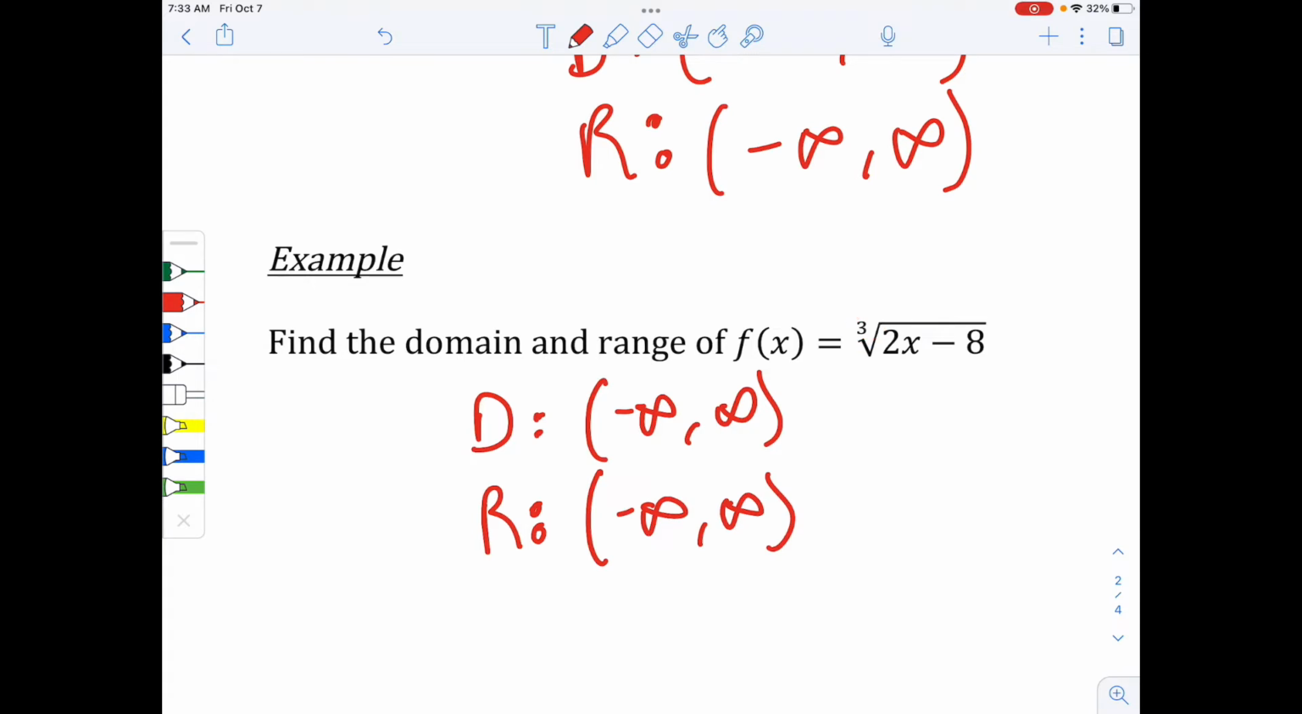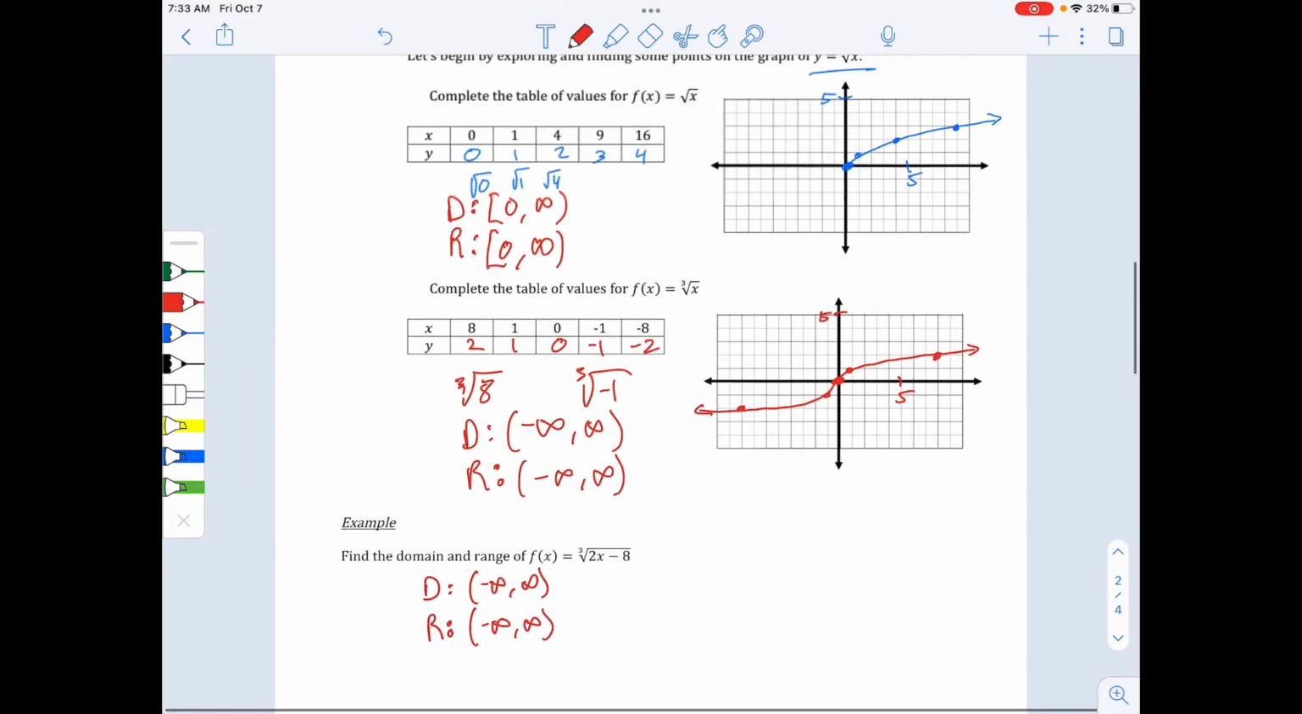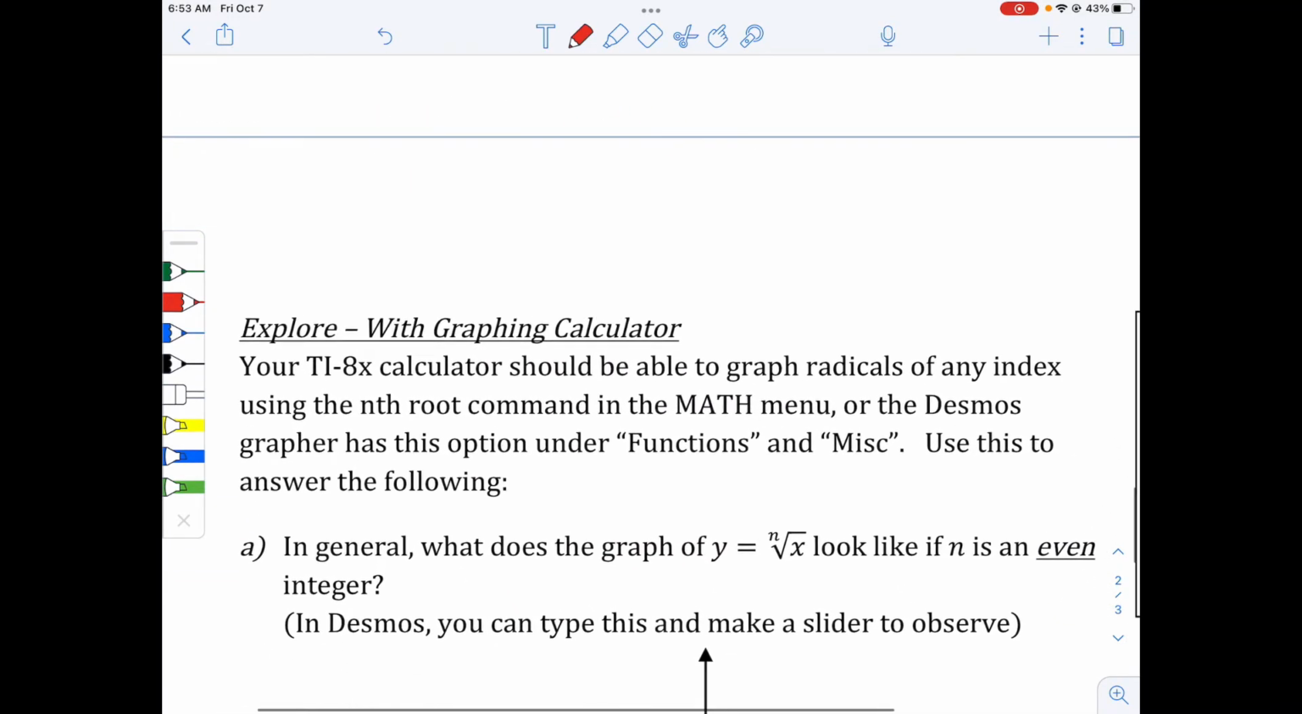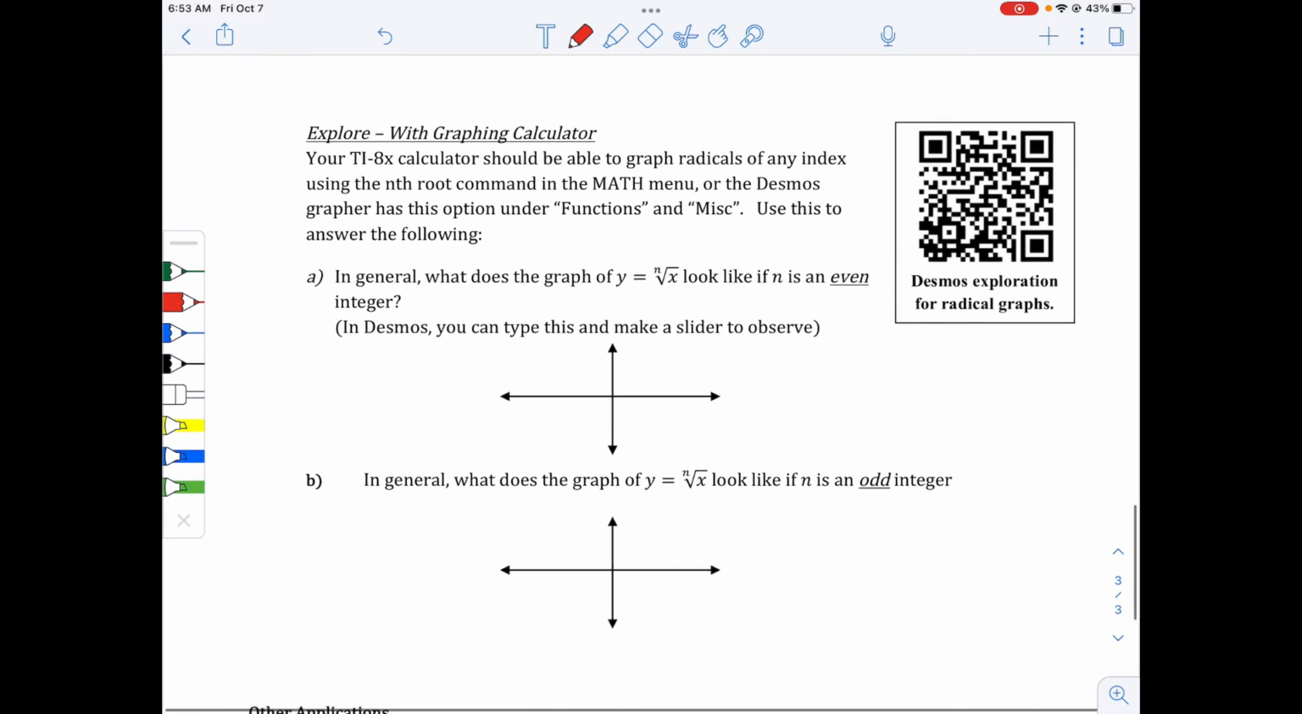All right, that's important. It's cube root. Square root's a different story, and a fourth root, we'll look at those next. But all real numbers will work for the x's, and the possible outputs for the range are all real numbers. So what happens in general?